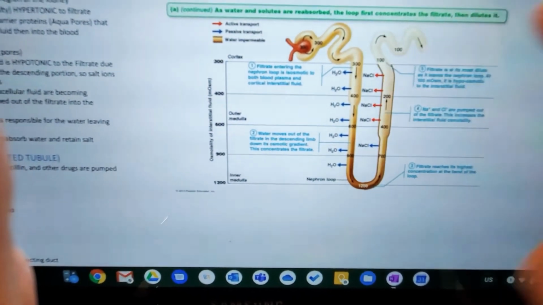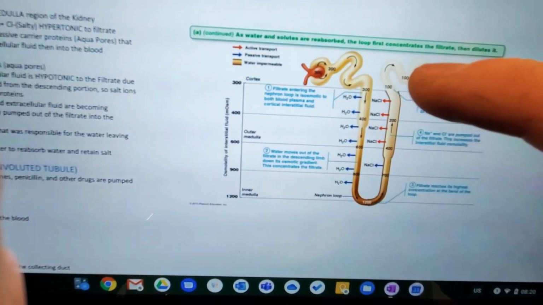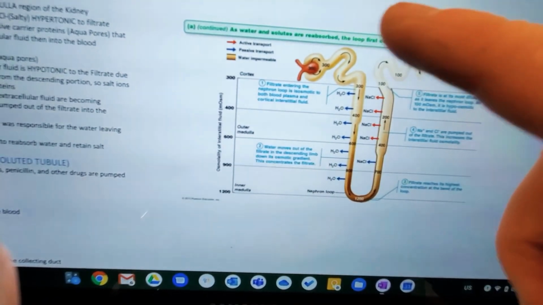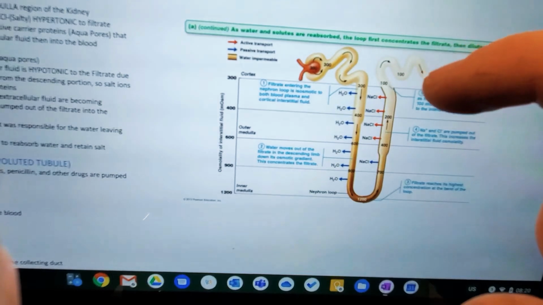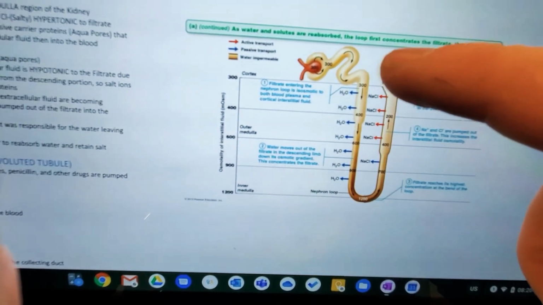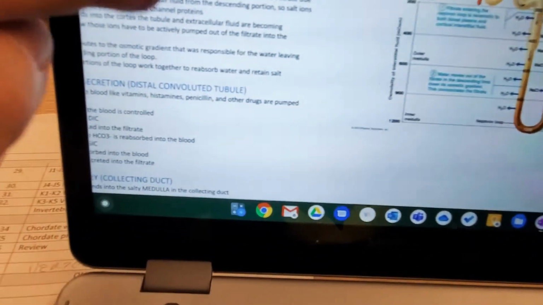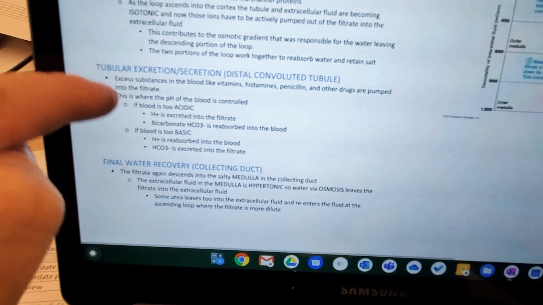Now it's had the salt removed, not all the salt, it's still got some salt in it, and it moves up back into the cortex. It's not as salty up here. The extracellular fluid is not salty here, and there's not that much salt in the distal convoluted tubule. And so what happens here in the distal convoluted tubule is you have excretion and secretion.